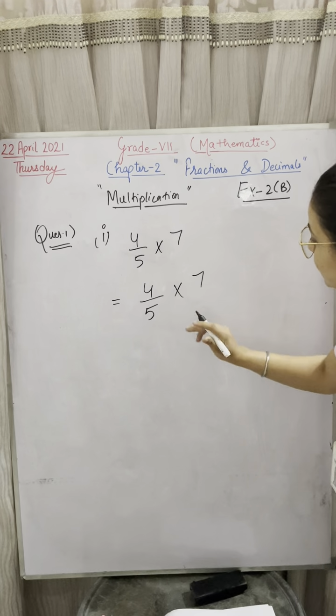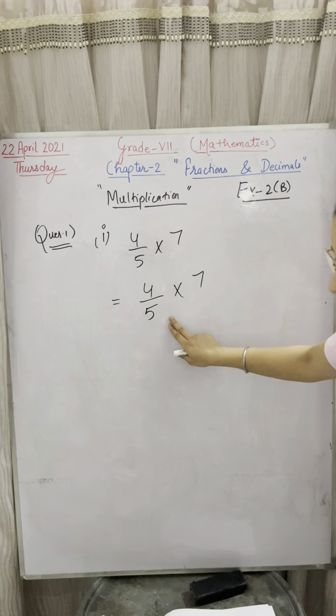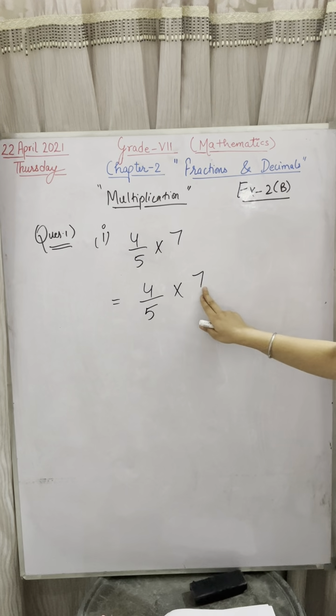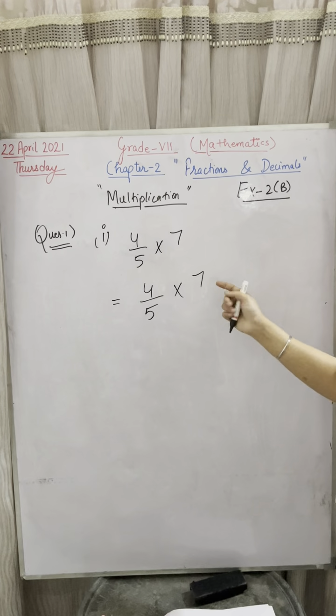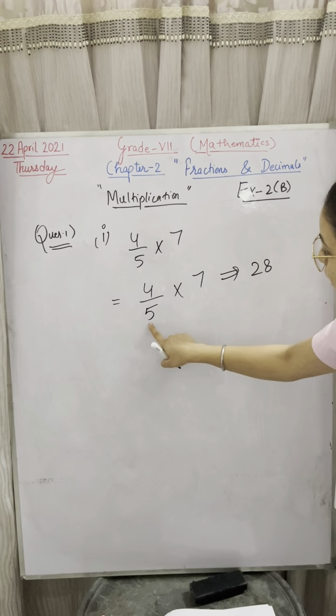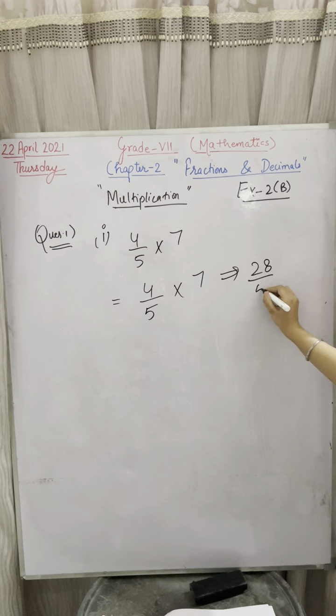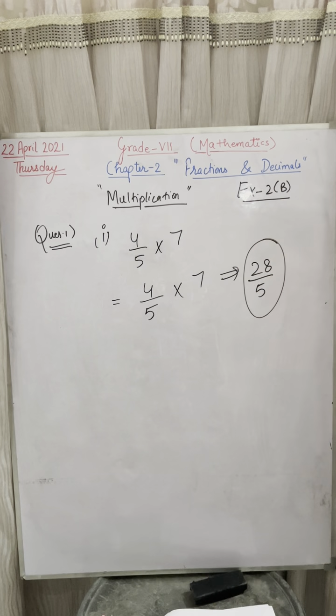First of all, see to it, can I cancel anything here in the numerator and here in the denominator? No, I can't cancel. Can I cancel 5 and 7? No, I can't cancel. Okay, so your answer will be, you always have to multiply numerator with numerator, that is 28, and whatever is left in the denominator, that will be your denominator. So this is your answer. Is it clear everyone? It is very easy.